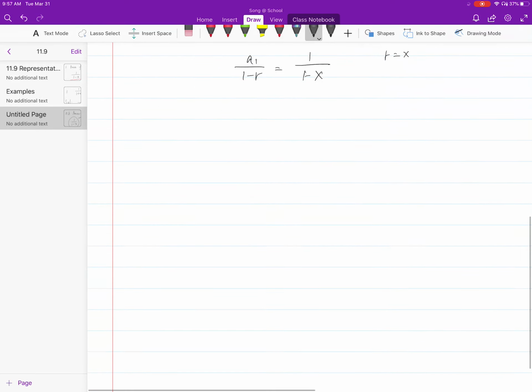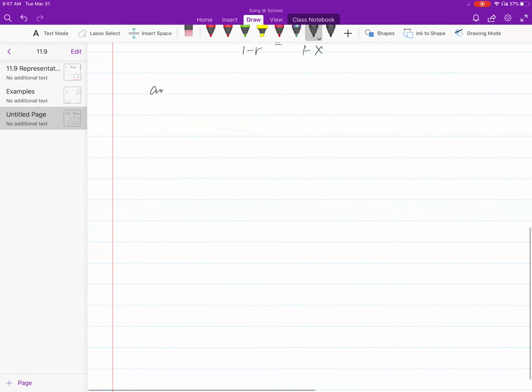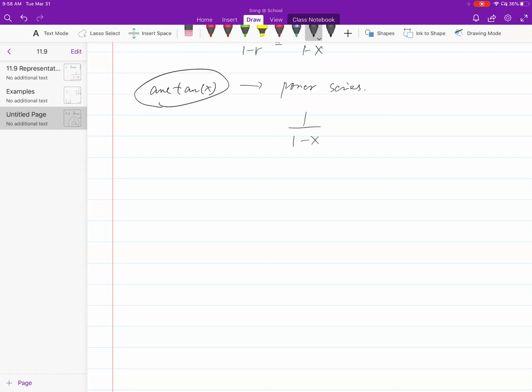Let me actually write it to be here. What is this? Okay, in terms of power series. Now, if you think about it, we try to associate this one with the formula we know, which is 1 over 1 minus x. The question becomes, do you know any functions which is related to arctangent, which also look like something similar to this?